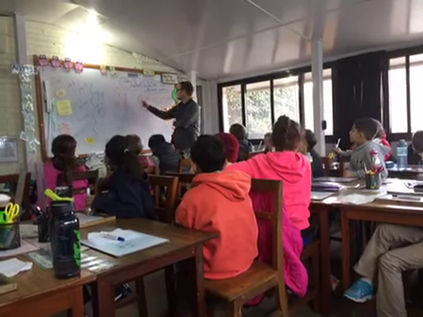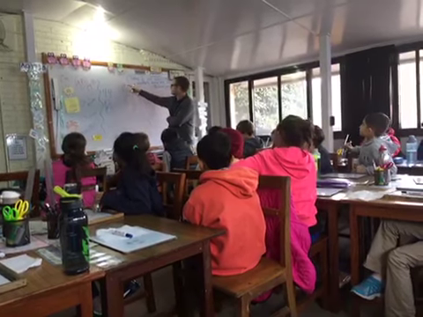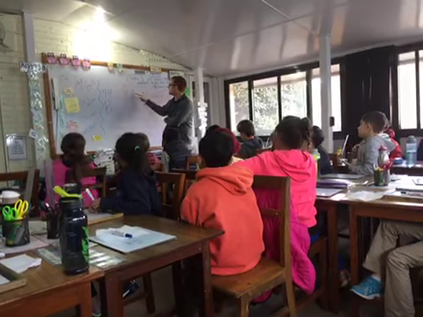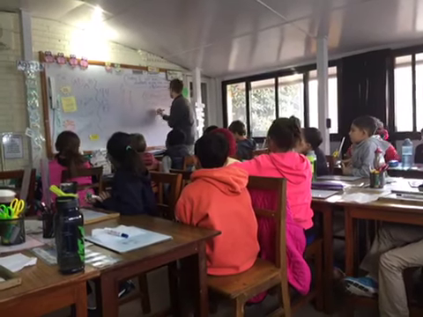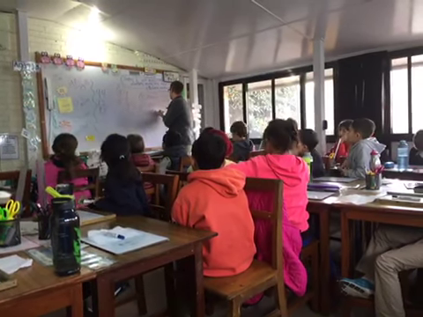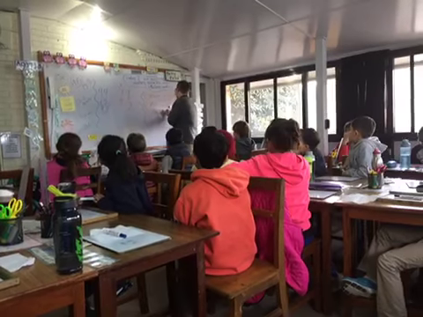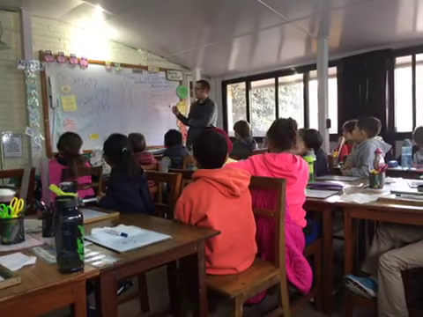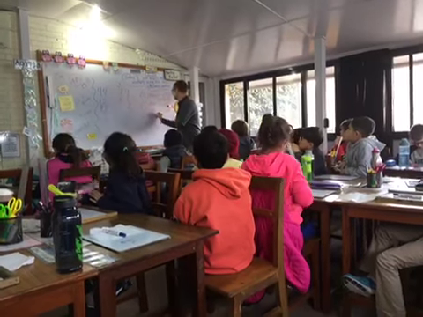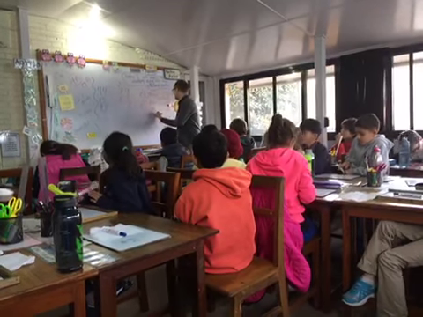7 times 8. What column is this? So this is the tens. This is the ones, sorry. This is the tens. Right. So we're going to multiply tens. So go ahead and do that. What is 7 times 8, class? 56.